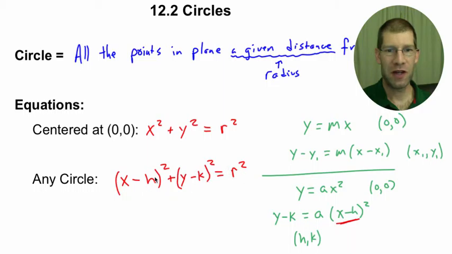So this would be the equation I'd learn. And I also mentioned that the center of the circle is going to be the point h, k, just like in chapter 6 when we were talking about parabolas, where the vertex of the parabola was h, k.